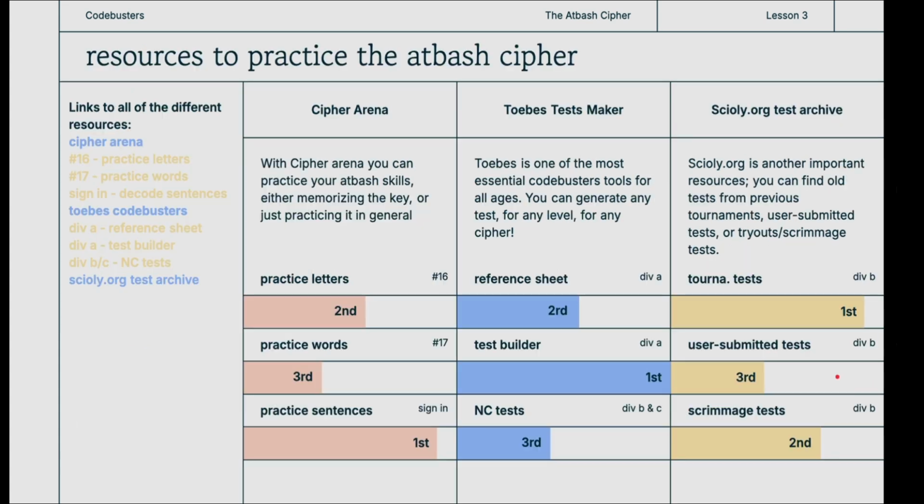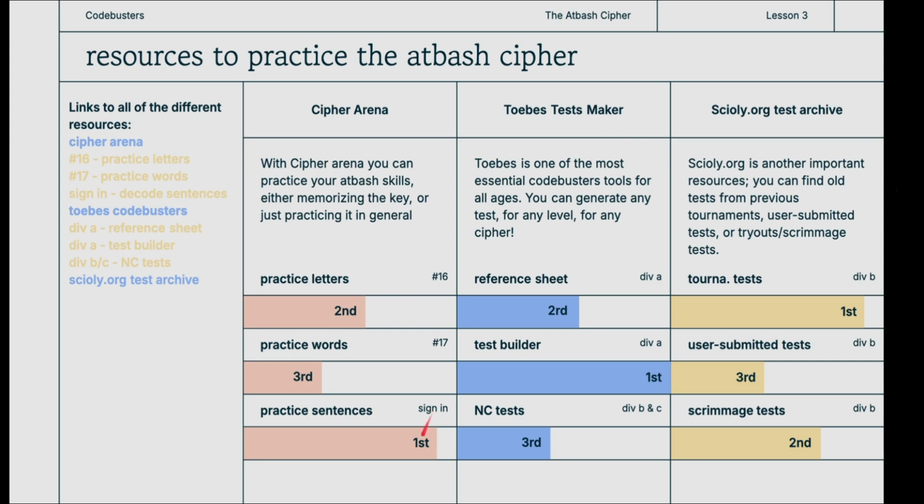So now we'll be going over resources to practice the Atbash cipher. First one is Cipher Arena, which is something that I found. So it's like this website where you can practice your Atbash skills. It has multiple different things to practice the Atbash cipher. One thing is practicing letters, which on one of the pages is number 16. And then another thing is practicing words, which is number 17. And then another thing is practicing decoding entire quotes or sentences. But for that, you need to sign in and choose which cipher you want to practice.